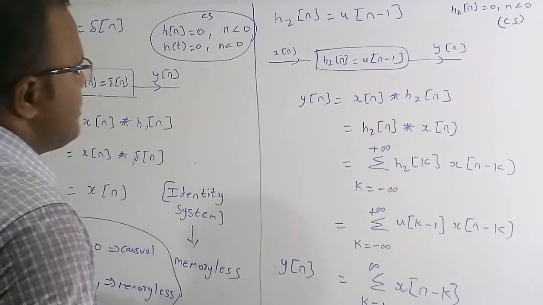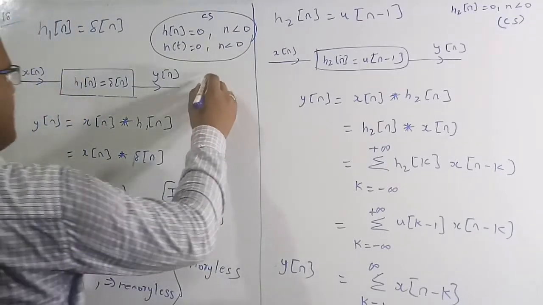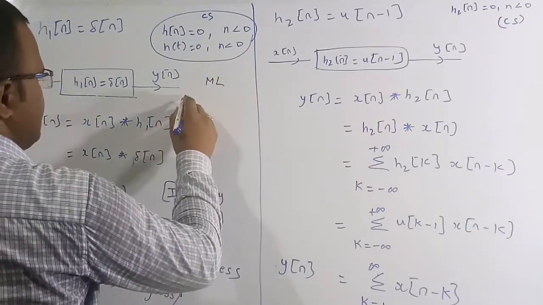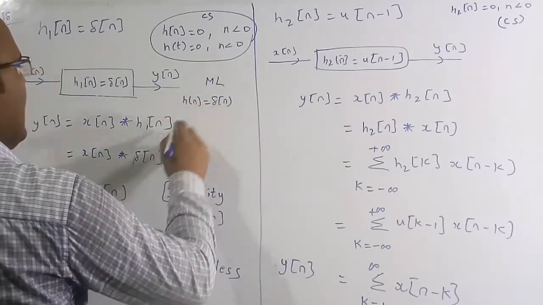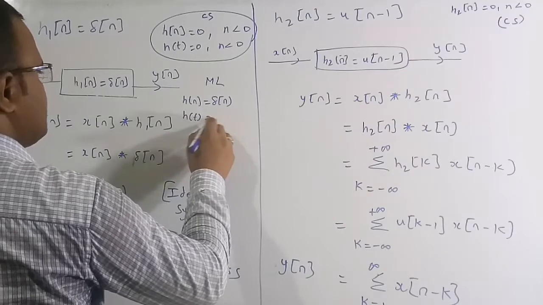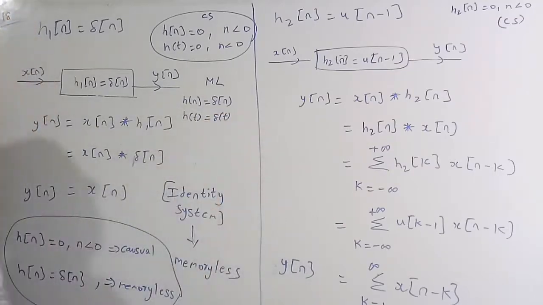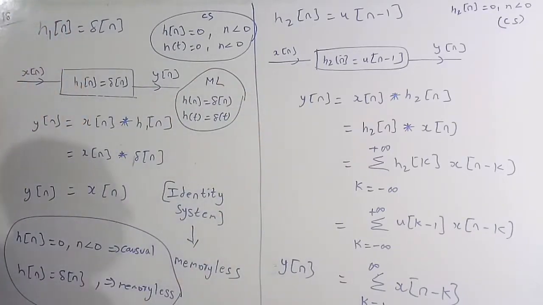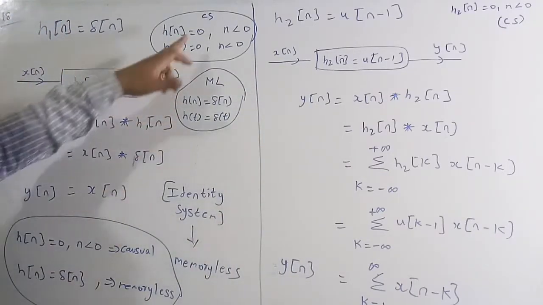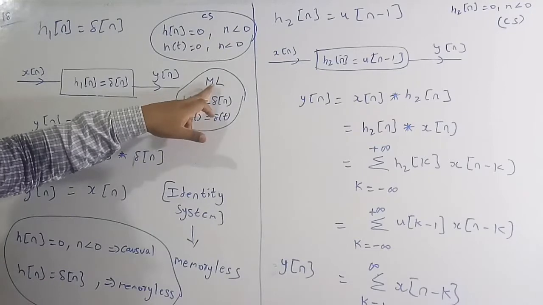And similarly for a memoryless system, the impulse response h of n has to be equal to delta of n, and in the continuous time domain h of t is equal to delta of t. Only then can we say this LTI system is a memoryless system. So this is the condition for causality, and this is the condition for memoryless.